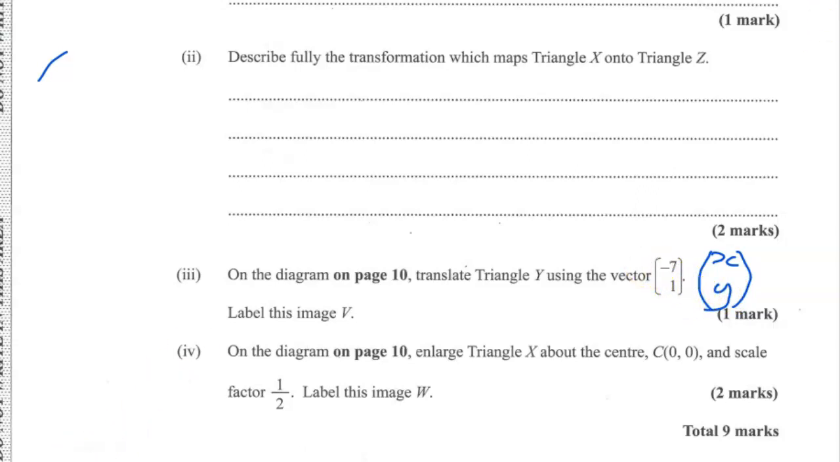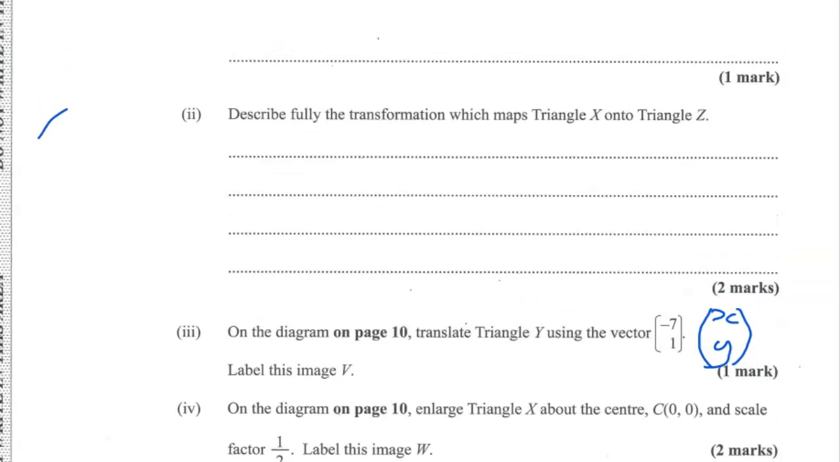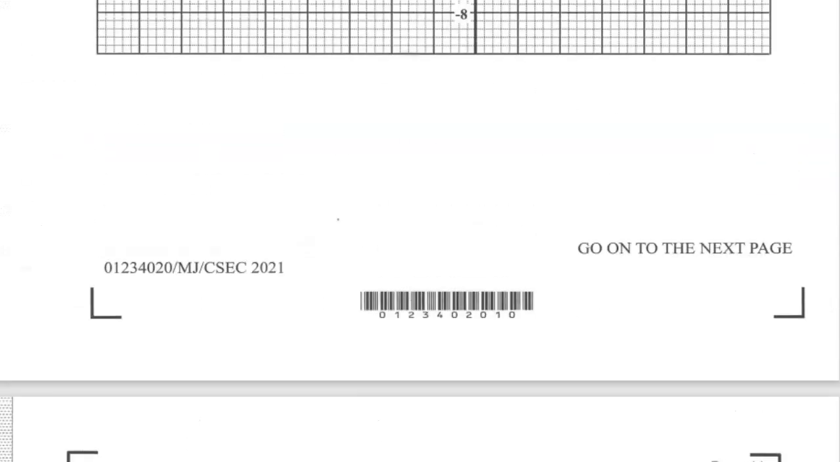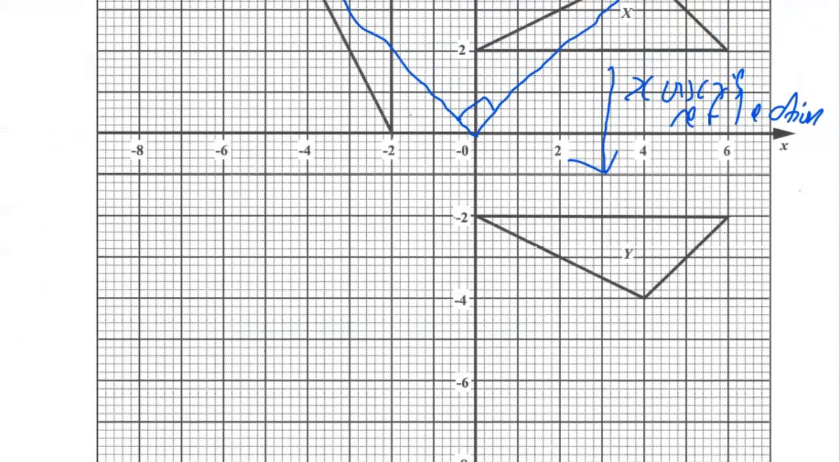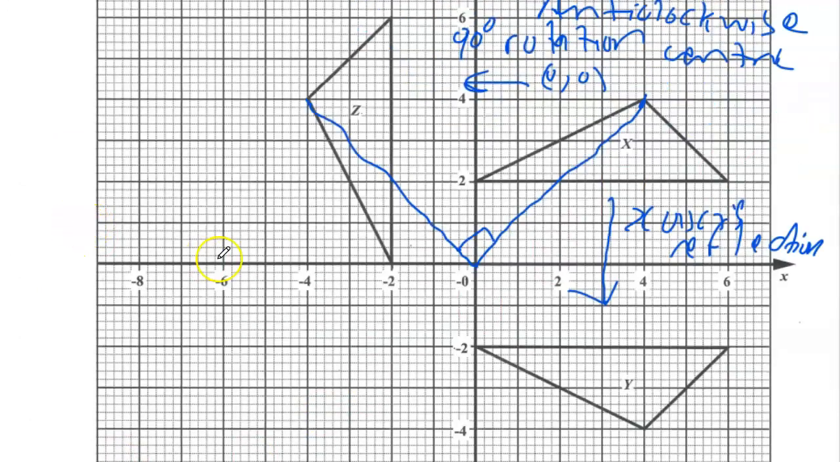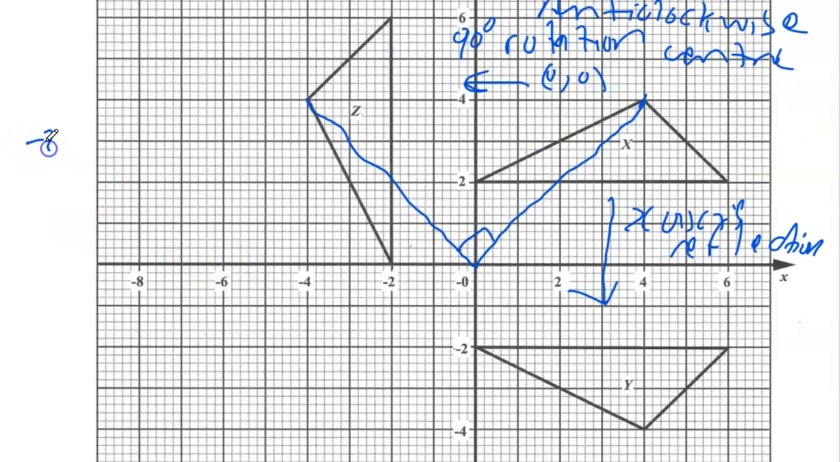Let's do this. Negative 7, 1 means add negative 7, 1 to each point. So triangle Y, triangle X. We translate triangle Y using the translation vector minus 7, 1. So for triangle Y, I'm going to move each point 7 places to the left and 1 unit up. So 1, 2, 3, 4, 5, 6, 7, and 1 up.